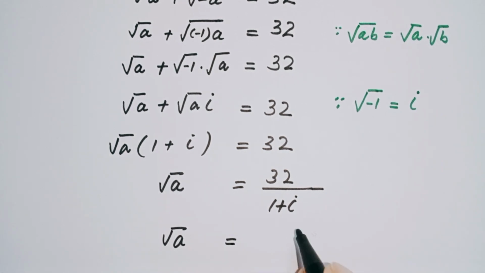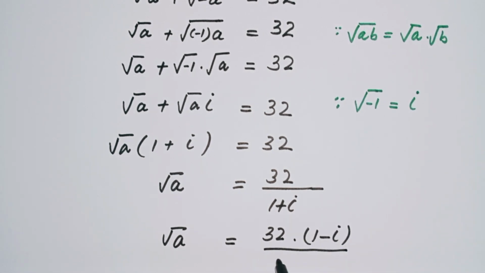In the next step, multiply denominator and numerator with the complex conjugate of the denominator, that is 1 minus i. So we will multiply 32 times 1 minus i over 1 plus i times 1 minus i.